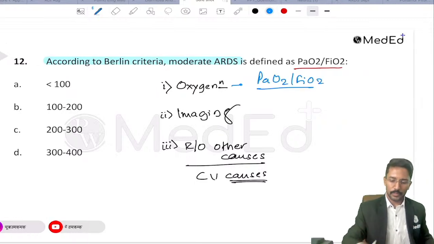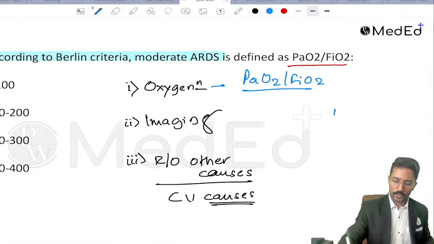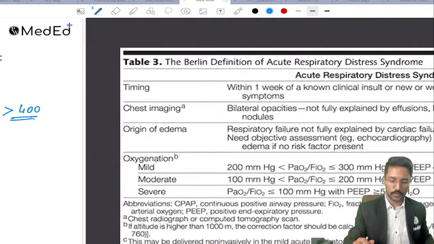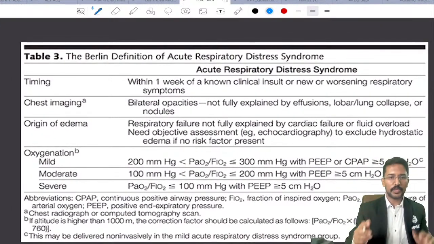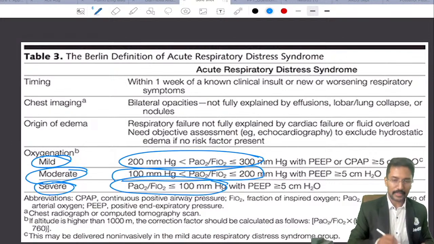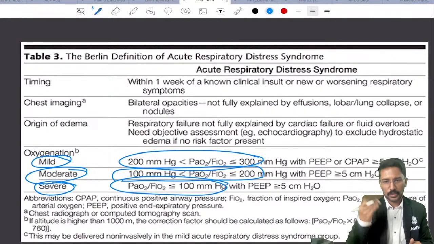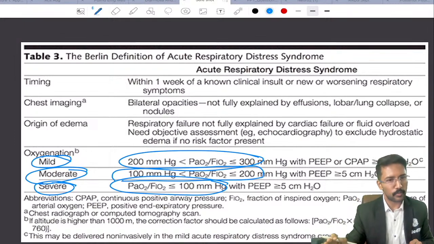In the Berlin definition, a normal PaO2 by FiO2 ratio is usually more than 400. When it is between 200 and 300, it is called mild. When it is between 100 and 200, you will call it moderate, and when it is less than 100, you will call it severe. Less than 100 is severe, 100 to 200 is moderate, 200 to 300 is mild. As long as it is 300 plus, it is acceptable. Most normal individuals will have 400 plus.